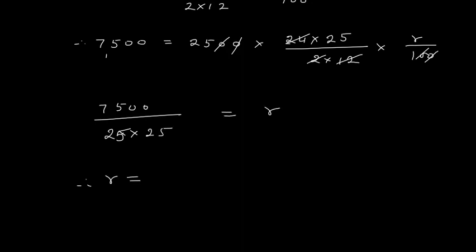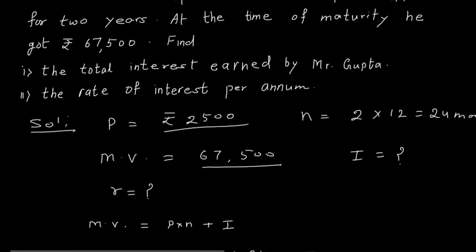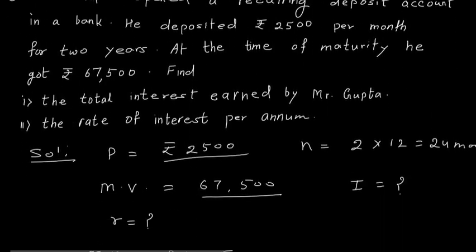So that will give me R is equal to, now either I will try to divide by 25 if you know the table of 25. 25 3s are 75. So you get 300. Then again 25 1s are 25, 550, 25 2s are 50. So R is 12, that is 12%. So rate of interest is 12% and interest is 7,500. This is our sixth question.